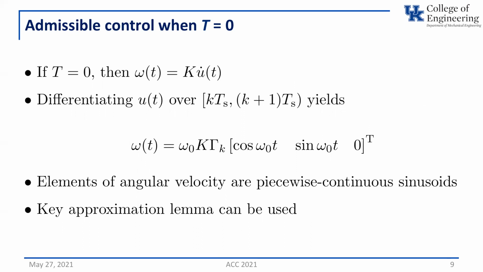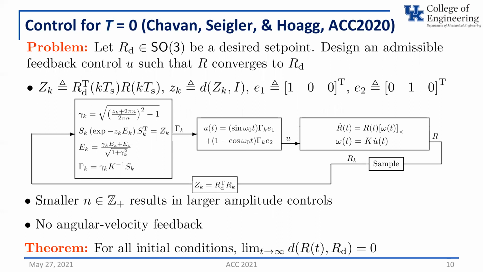Next, we revisit the control design of the admissible control for set point tracking from last year's ACC paper, which focused on the case of no external torque. Let R_D be a desired attitude set point. The objective was to design an admissible control U such that R converges to R_D. First, we sample R at times kT_s to obtain R_k, and the error Z_k, which is then used to compute gamma k, which is the control parameter.